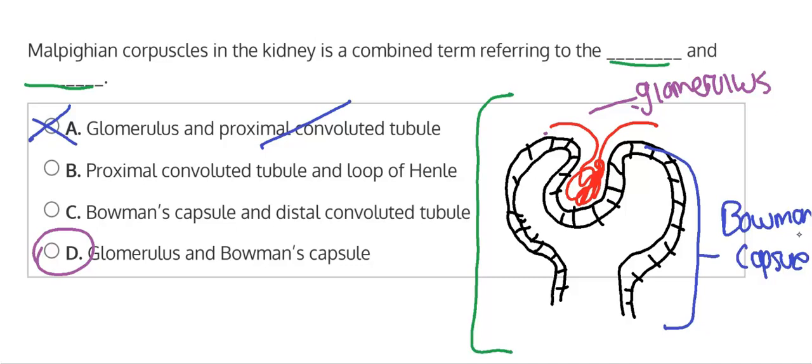And proximal convoluted tubule is listed in option B as well, which we know is incorrect. It also mentions a loop of Henle, which is also part of the tubules, which is involved in reabsorption and concentration. So again, not what we're looking for. And then in option C, it has again the distal convoluted tubule, which would be incorrect.